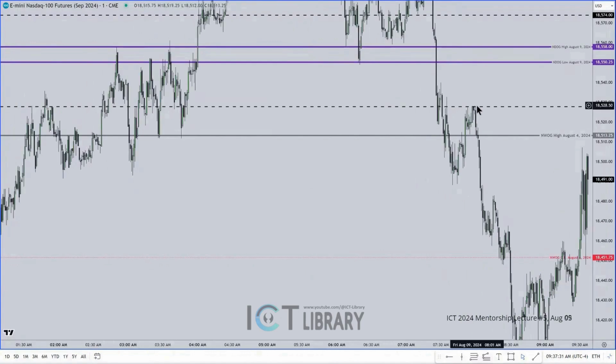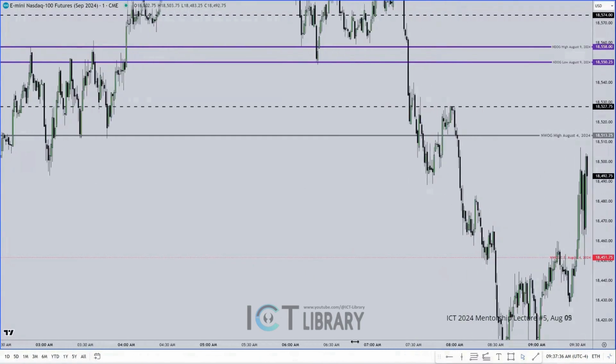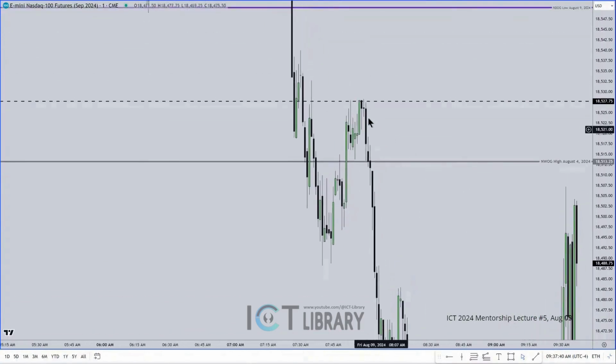So what would you expect to see? It drops. What happens if you miss this move? What happens if you see it start to drop and you miss this reaction here? What are you going to do? You're going to wait. What are you waiting for? Waiting for a fair value gap or a volume imbalance? There's a volume imbalance. And then we have the open.